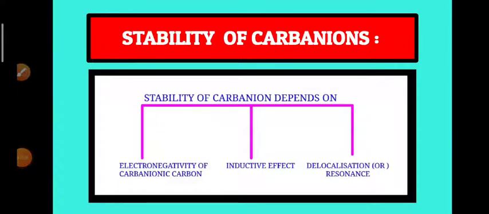And now we discuss the stability of carbanions. Here, the stability of carbanions depends mainly on three factors. The first one is the electronegativity of the carbanionic carbon. The second one is the inductive effect of the alkyl groups. The third one is delocalization or resonance. Now we go for the discussion about electronegativity.